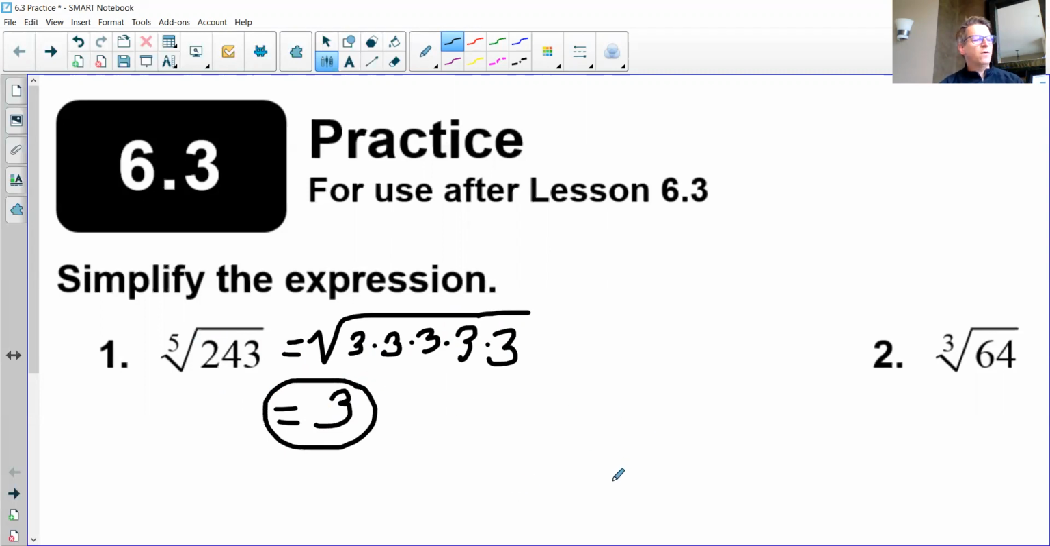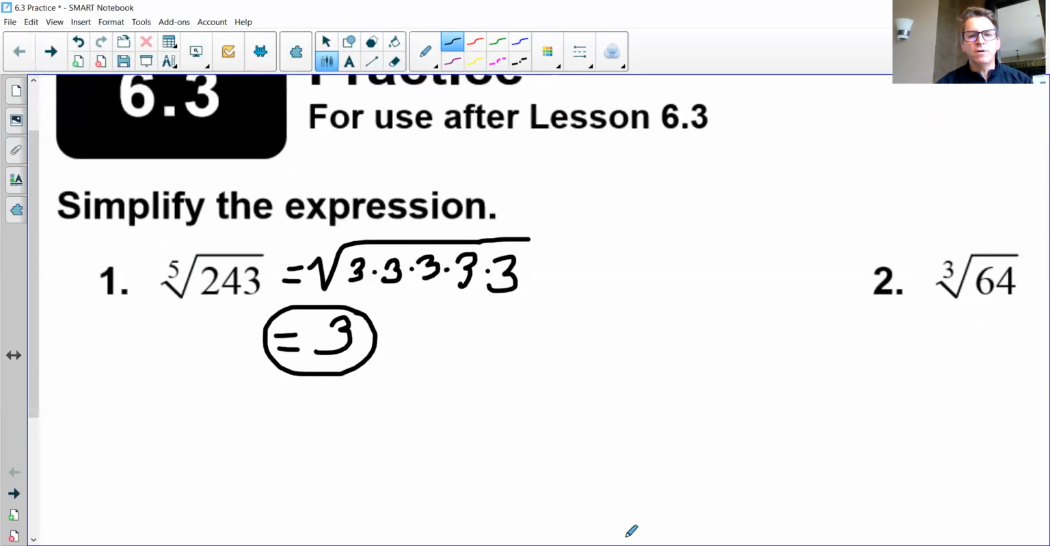Number 2, we're looking for the cube root of 64. So basically what we're looking for is a number that we multiply 3 times, you end up with the number 64. So if you expand 64 out as 4 times 4 times 4, the cube root of 64 is 4.